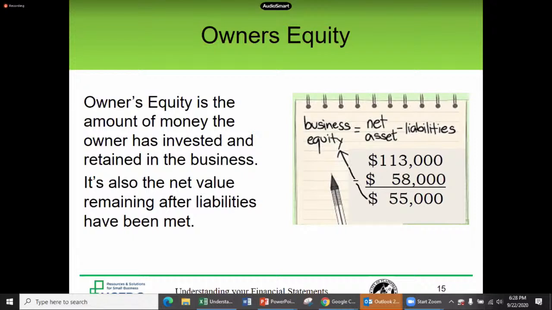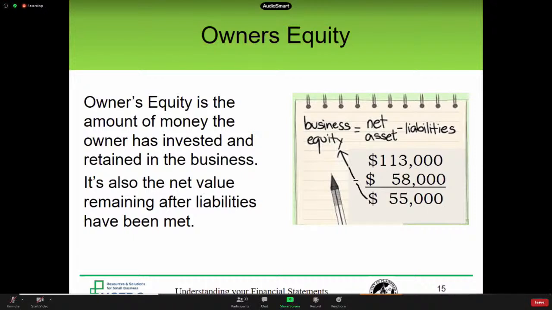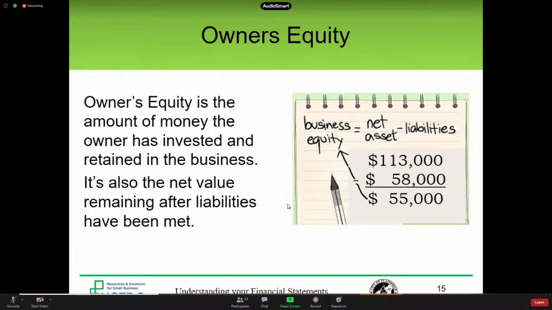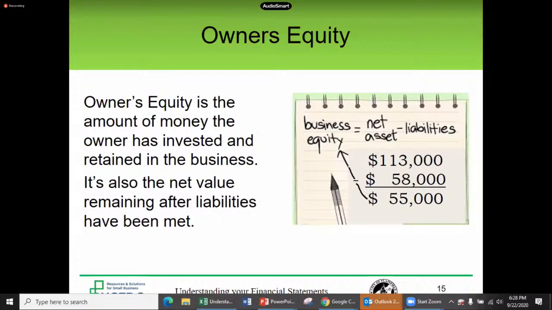I'll do a bunch of spoiler alerts here and mention a few things that I'll come back to and repeat again, because I just want to make sure that we cover it and that it's reinforced. So this 55,000 is their owner's equity. And we'll see in a moment that the 55,000, this is again after one full year. This is December 31st, 2019, after they've been in operation for just over a year.